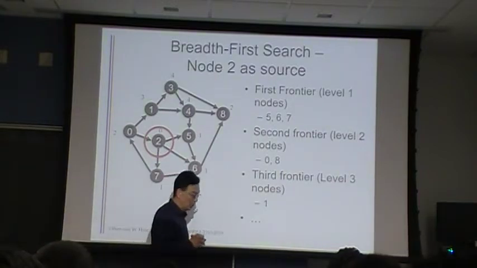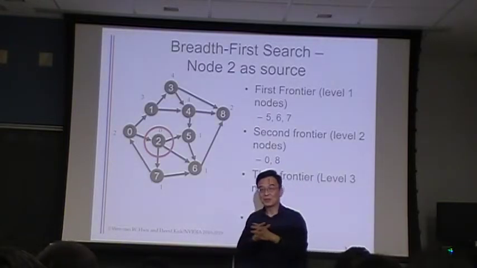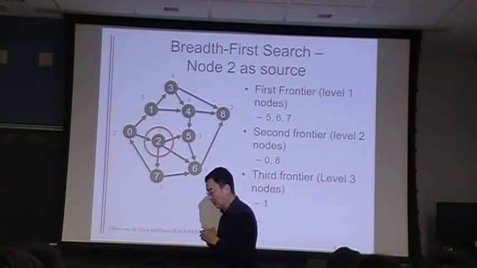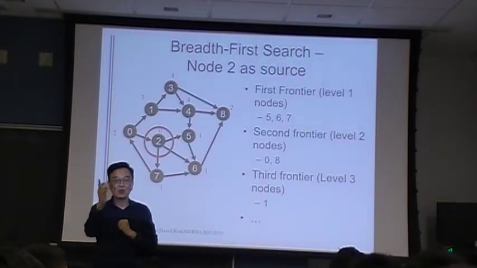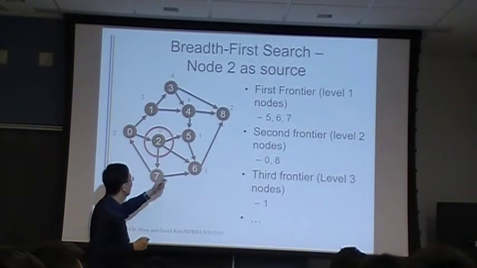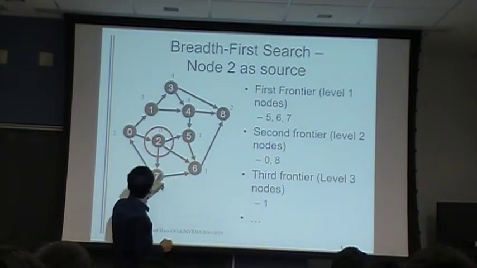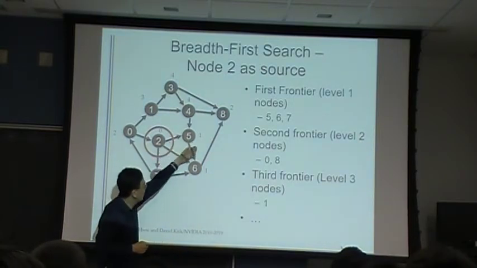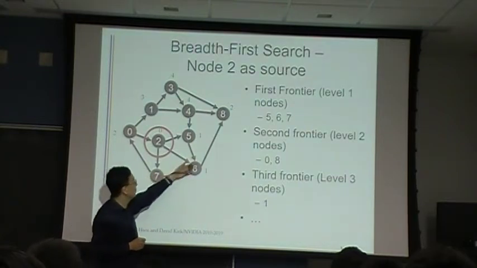Typically, we will do exactly what we said. We will create these frontiers. We start with the source and say, okay, which are the nodes that I can reach in one hop, right? My immediate neighbors. So let me grab all the immediate neighbors. So I grab 5, 6, 7. So this is what I call the frontier. Okay. So these immediate neighbors are the frontier.